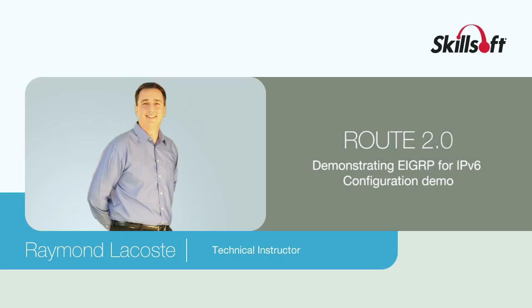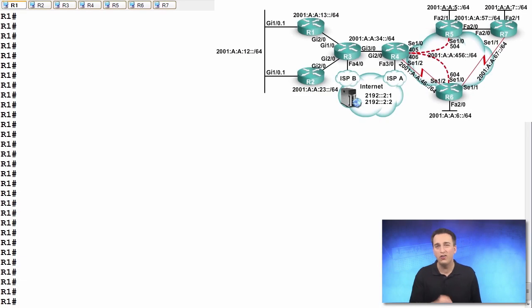Let's take a moment now to configure EIGRP for IPv6 on R1. R2 and R3 are already participating in EIGRP for IPv6 Autonomous System 100. Therefore, we're going to use Autonomous System 100 on R1, and we'll enable both Gigabit 1/0.1 and Gigabit 2/0 on R1 for the EIGRP for IPv6 process.